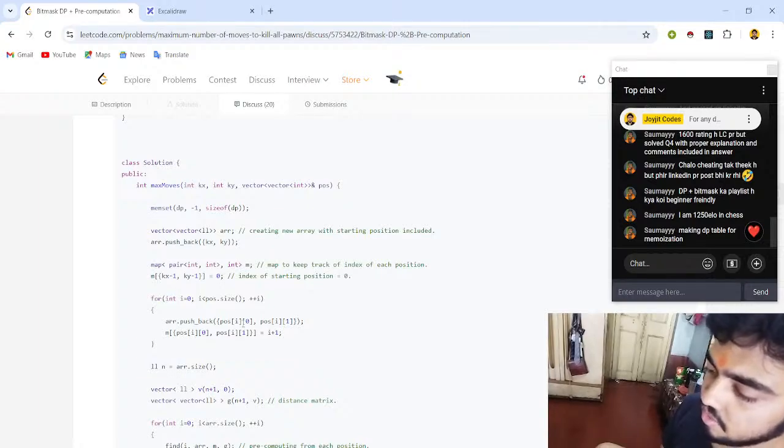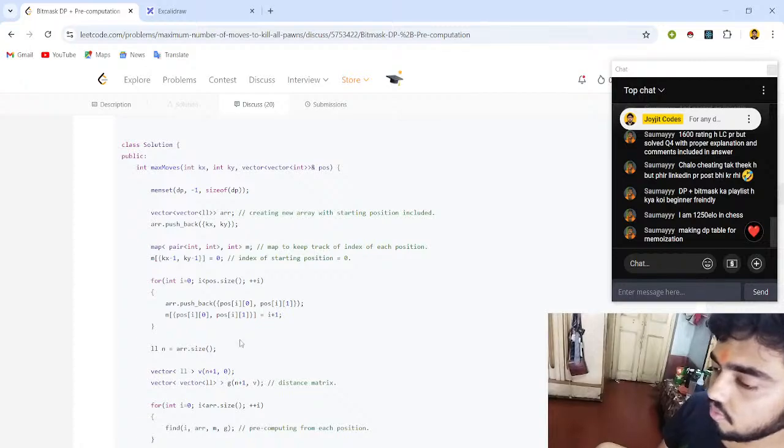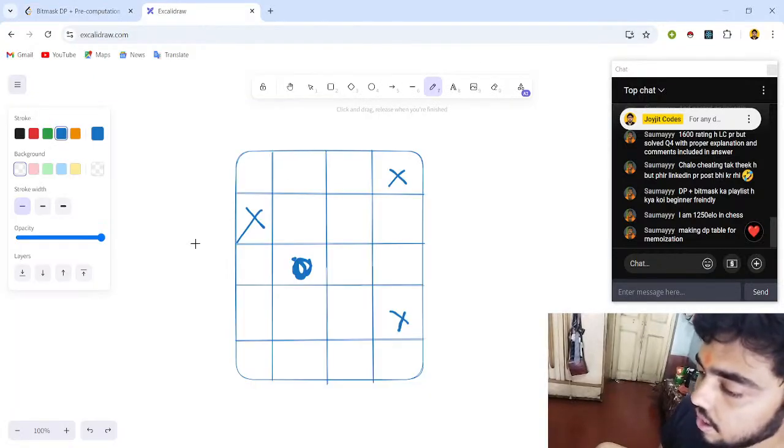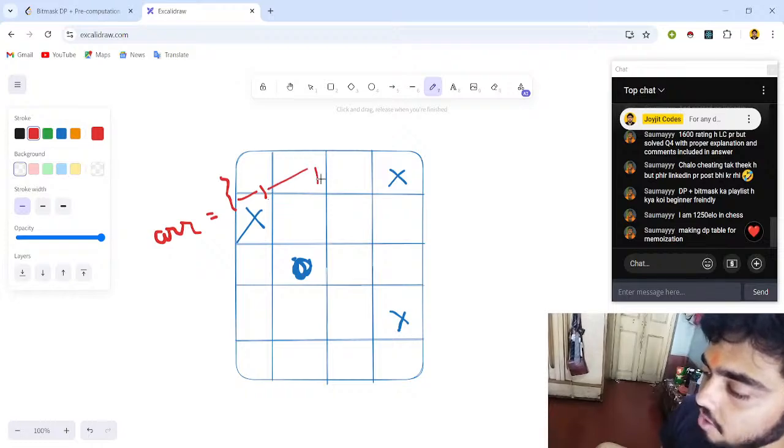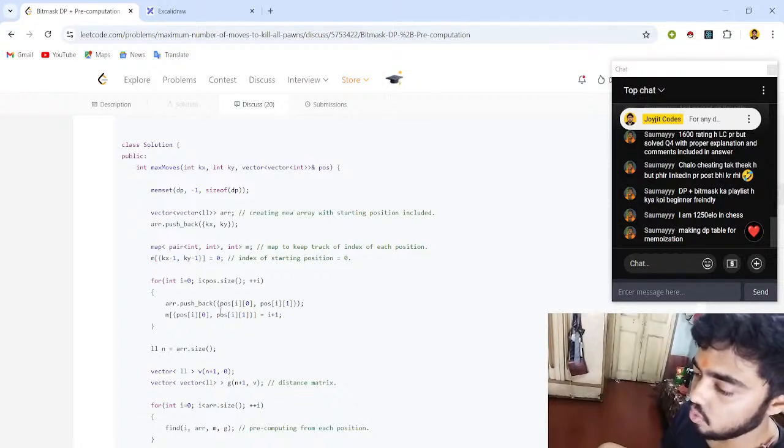So now for every position, he is pushing that position to the array. And he is also making the map of that position to i+1, the position he is visiting next. So let me write it in red. His array will somewhat look like the position of the knight and the positions of the n pawns, right? This is what his array looks like right now. Clear?